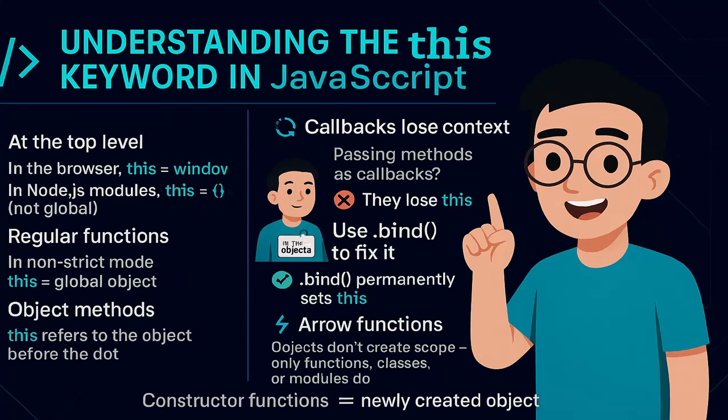Passing methods as callbacks, they lose this. You can use .bind to fix it. .bind permanently sets this to the object passed as an argument. Arrow functions don't have their own this, they inherit this from the surrounding scope. Objects don't create scope, only functions, classes, or modules do.